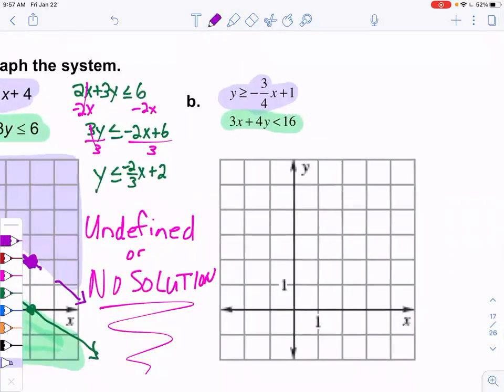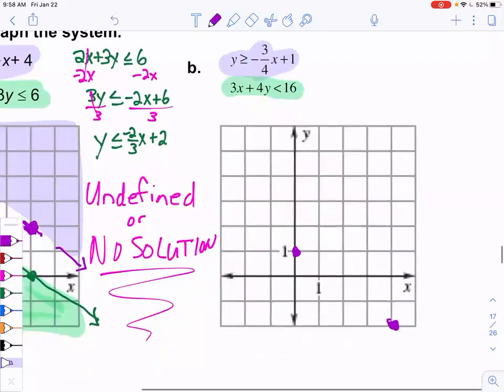So let's graph it. What's the y-intercept? Yeah, and then from there you go down 3, to the right 4. 1, 2, 3. 1, 2, 3, 4. And notice this one, we can only get 2 points on it. Is it going to be a solid or dashed line? Solid. Yeah.